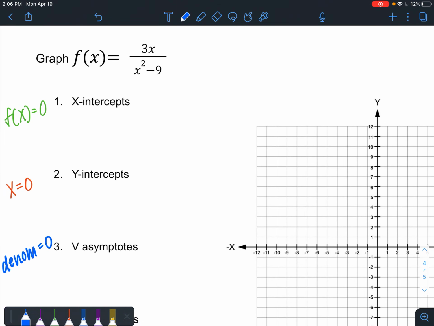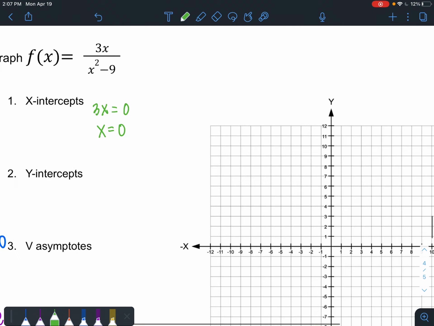All right, this next one here. So again, to find the x-intercepts, I'm going to set the numerator equal to 0. So 3x equals 0. x equals 0. Plot that point.